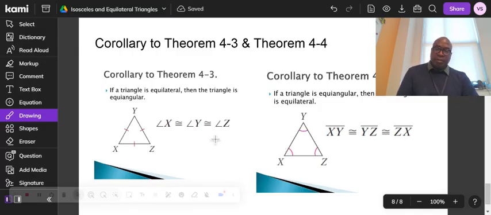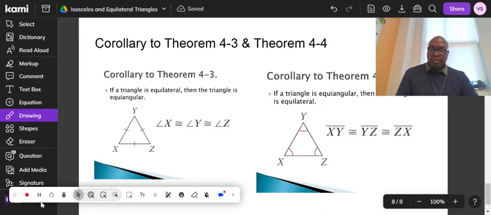All right, so there you have it, the isosceles and equilateral triangle theorems. We'll do some problems using those theorems.